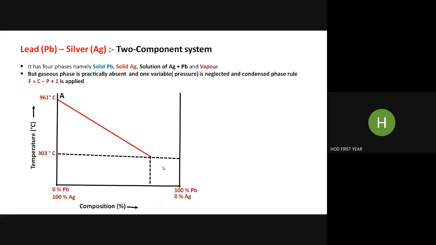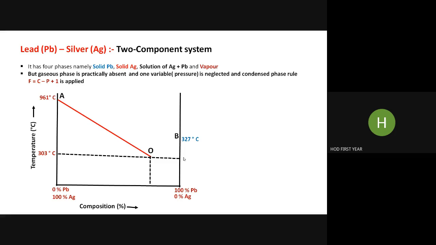This is the first experiment. Okay, beyond this point, there is no more decrease in melting point. In fact, it is increased. Okay. So that point is O.